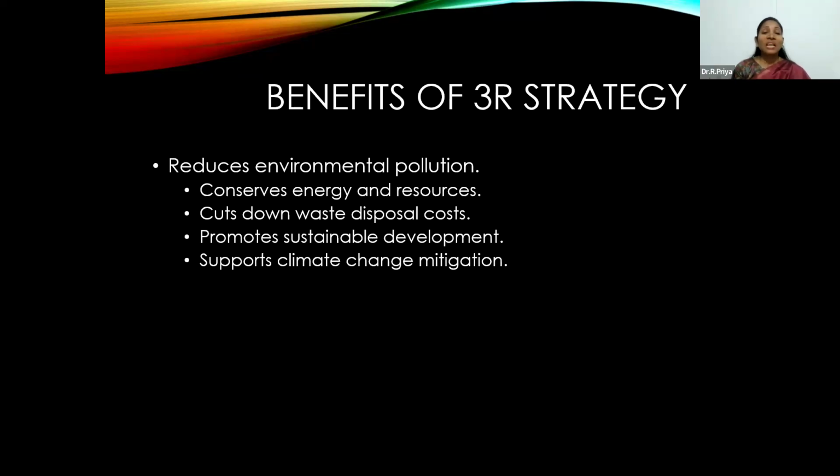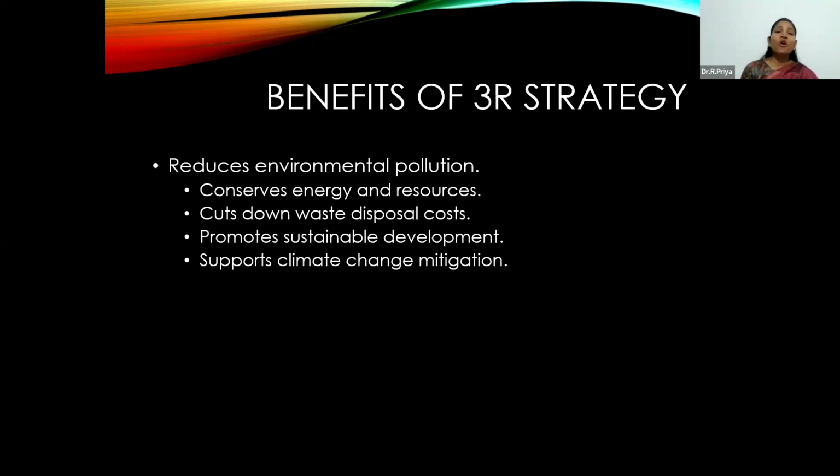Then third, this 3R strategy cuts down the waste disposal cost. When the industries generate less waste and recycle more, they spend less money on waste collection, transportation, treatment, and landfill disposal. This improves operational efficiency and reduces the overall production cost.